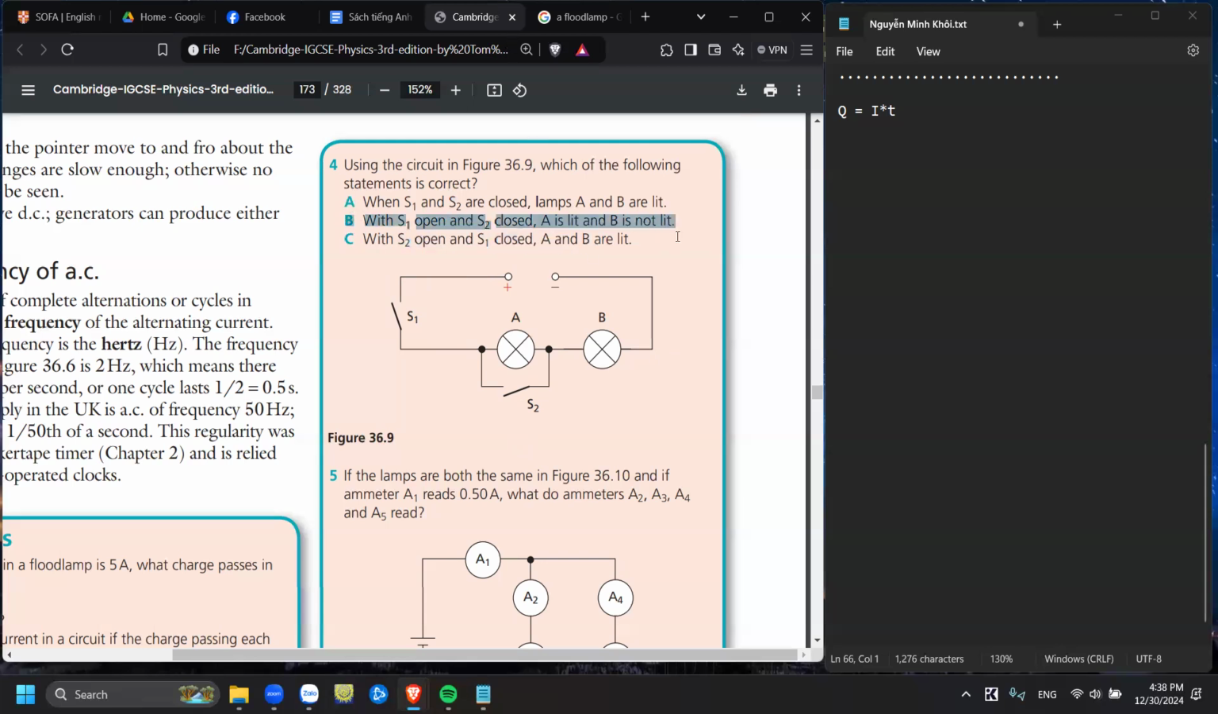Now, let's look at B. With S1 open and S2 closed, they say A is lit and B is not lit. This is not true because if S1 is open, there won't be any current at all to even go through A and B. Because look, if S1 is open, there won't be electron flow through A and B, so both of them are not lit. So B is wrong.